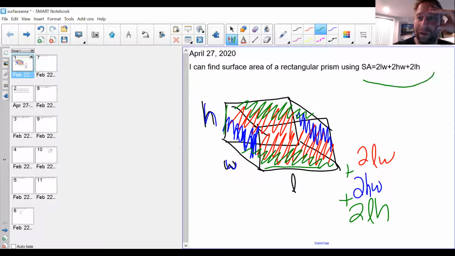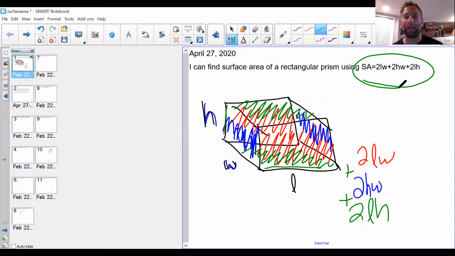So that's where this formula comes from. Surface area of a rectangular prism is 2LW plus 2HW plus 2LH. And again, it's just adding up the areas of the 6 rectangles that are out there. So to help you remember this formula, we have a song. Let me get my guitar.